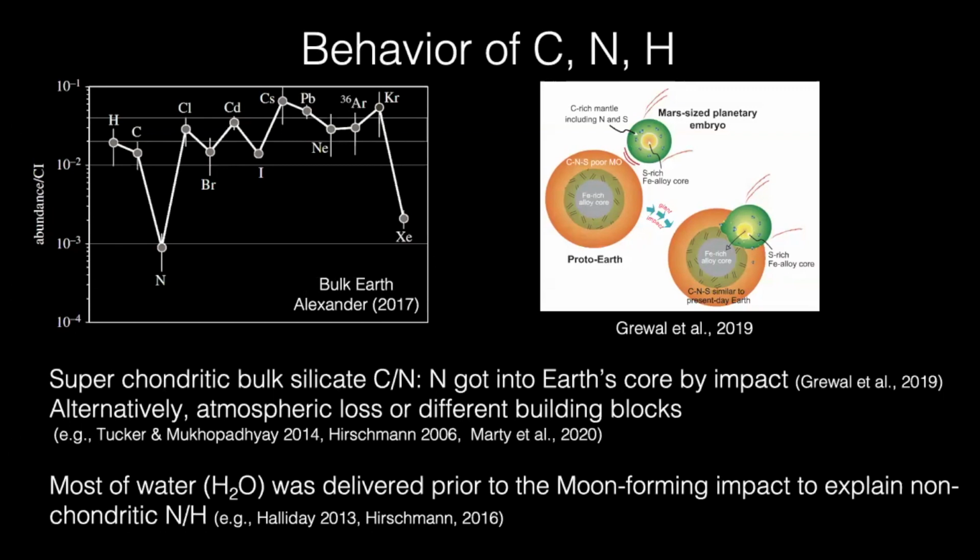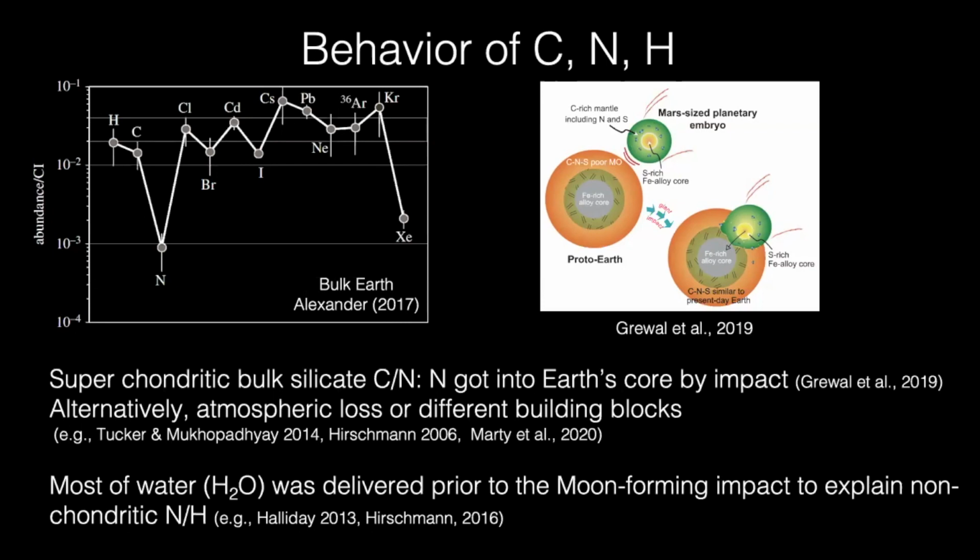So chondrites are supposed to be building blocks of the Earth, and CI chondrites are the most primitive ones. And we know that the silicate portion of the Earth has an elevated carbon-nitrogen ratio compared to chondrites, CI chondrites. And this could have been caused by a large impact.